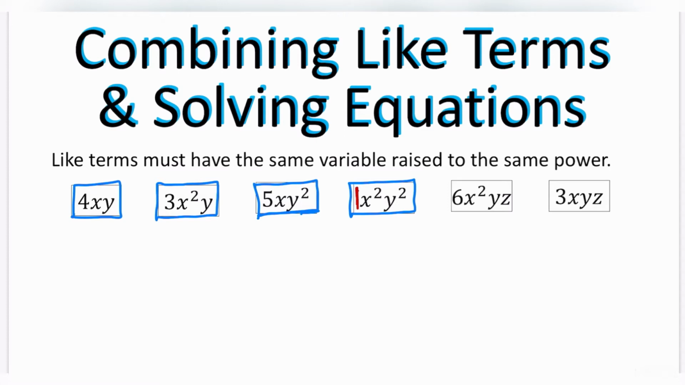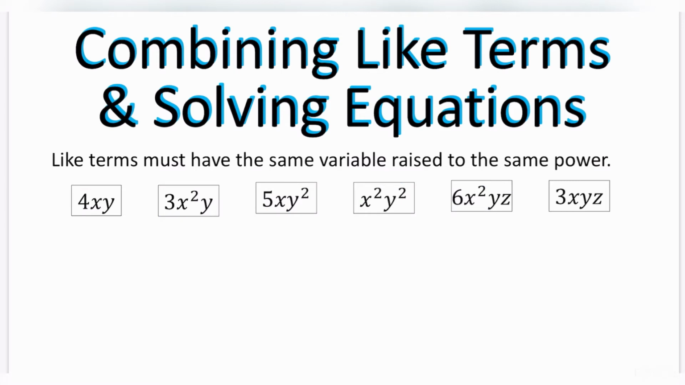Let's keep going down to the last two. 6x squared yz. This is the first time we see a z in the term. Obviously, it's going to be different than any of the other ones that we have in blue. So this one's also not a like term. And then the last one says 3xyz. Even though I have an x, a y, and a z, like the previous one, the one that is 6x squared yz has x squared, and this one does not. So again, none of these right now in front are like terms.